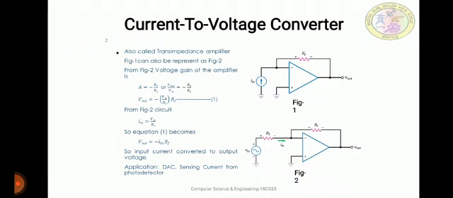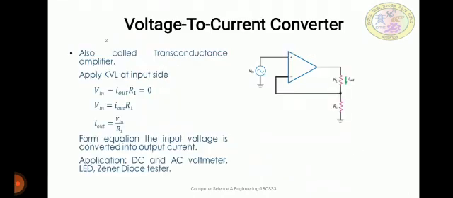You can see in figure 2 the voltage gain of the amplifier, and the current which is given to the circuit in figure 1 is converted into the voltage in figure 2. In the same way, we'll be converting the voltage to current, and we have the circuit for that also.